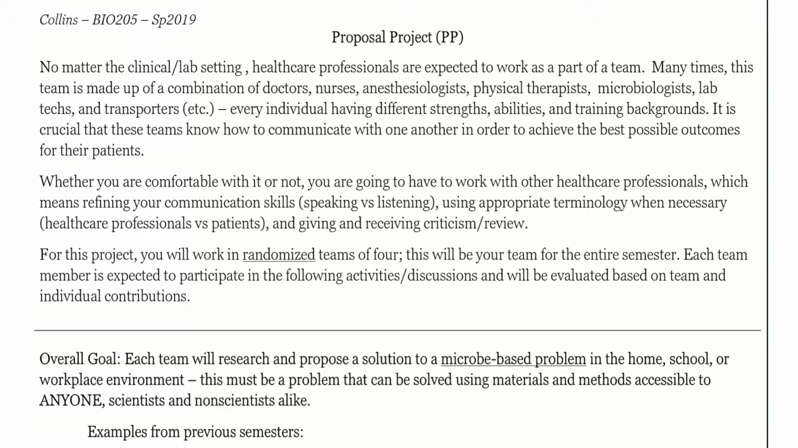For this project, you will work in teams of 4, usually your lab group, and this team will be your team for the entire semester. Each team member is expected to participate in the following activities and discussions and will be evaluated based on team and individual contributions.